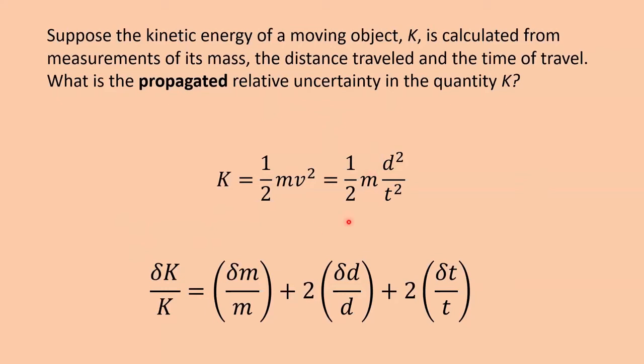So the formula is real easy. I've got 1, 2, 3 quantities. That's why you see 1, 2, 3 quantities in parentheses. But out front, I've weighted them according to their powers in the formula. So since distance is being squared, I put a 2 out front. That's the exponent. Same thing for time. Mass is being raised just to the 1st power, and we don't need to write that.